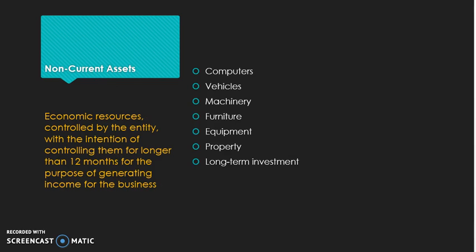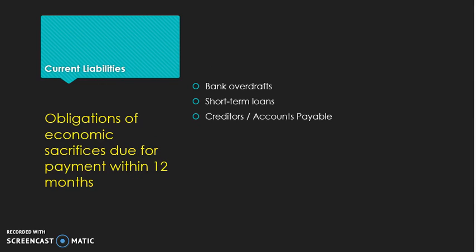Non-current assets, on the other hand, are economic resources controlled by the entity with the intention of controlling them for longer than 12 months for the purpose of generating income for the business. They include things like computers, vehicles, machinery, furniture, equipment, property, and long-term investments. So we might actually even loan money to another entity for a period of longer than 12 months. So they're our non-current assets.